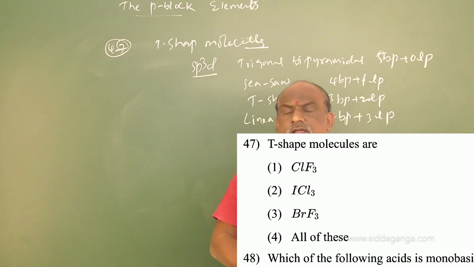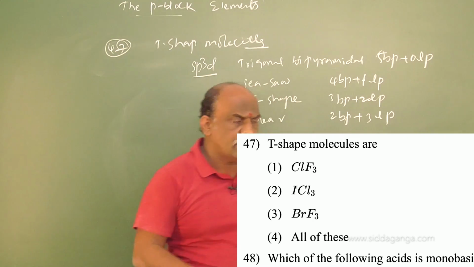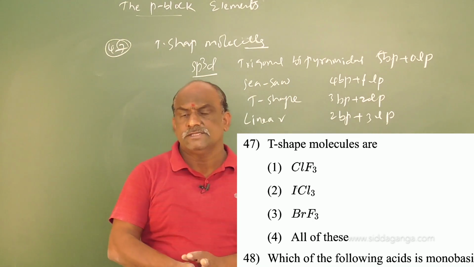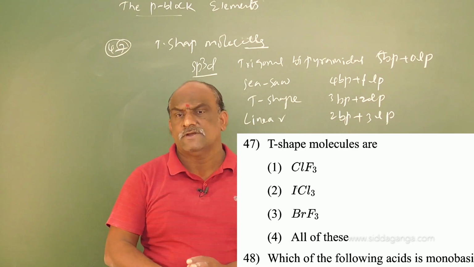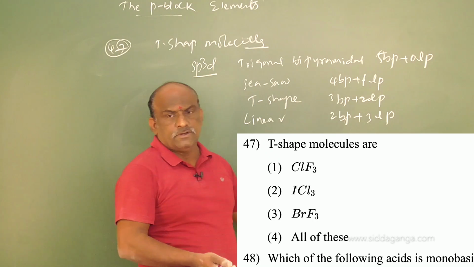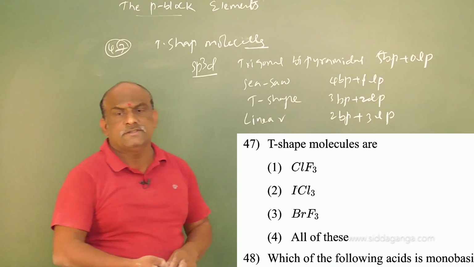For sp3d hybridization, the value will be 5. If the value is 5, that is sp3d. sp3d generally gives a trigonal bipyramidal geometry. If you find 4 bond pairs, 1 lone pair, it is seesaw. 3 bond pairs, 2 lone pairs, T shape. 2 bond pairs, 3 lone pairs, linear.